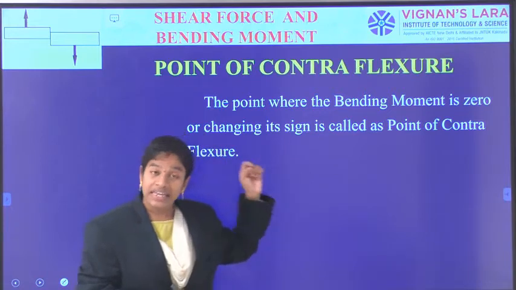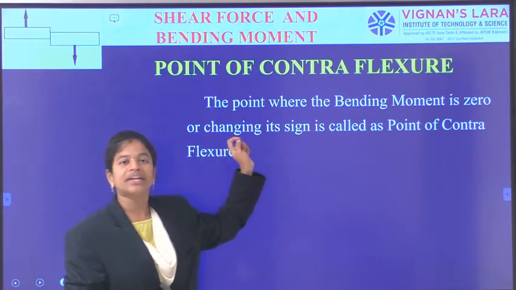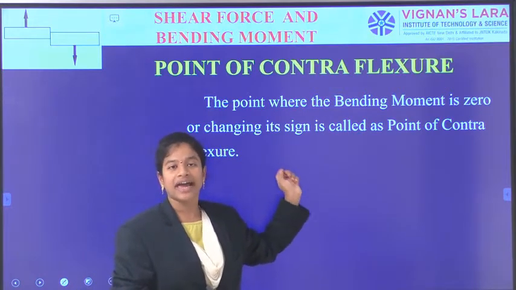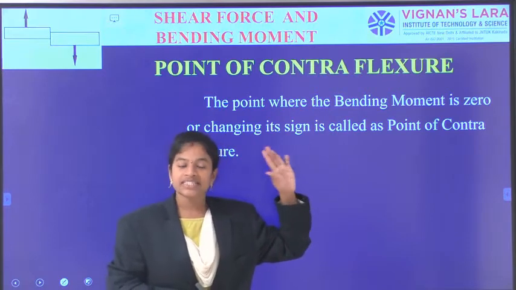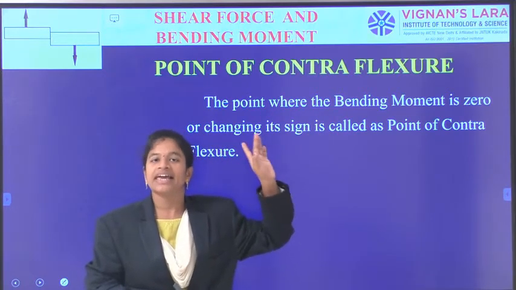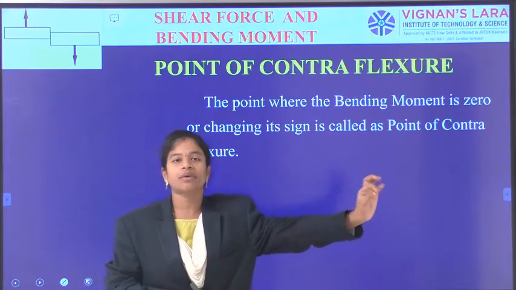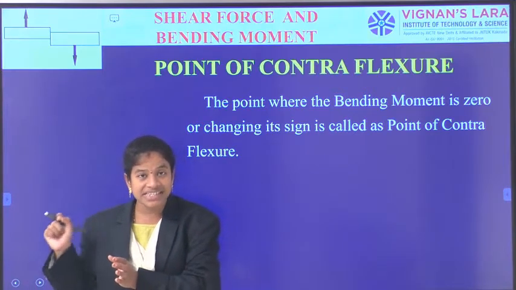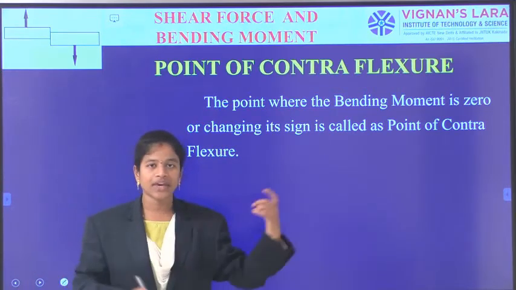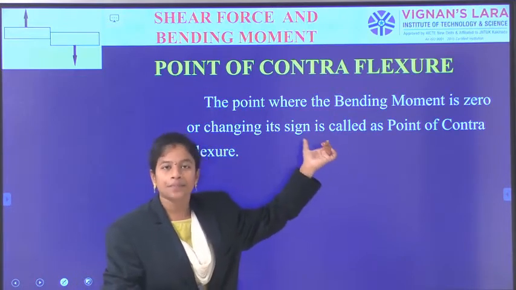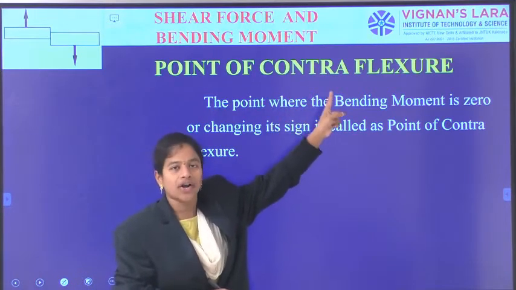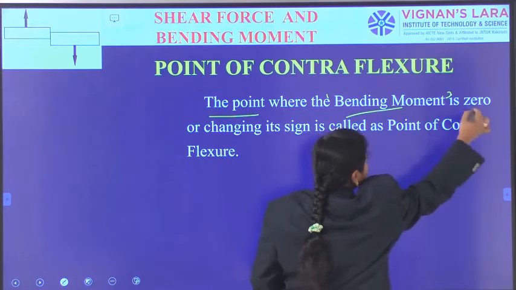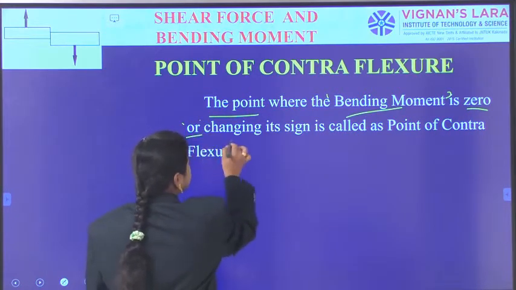Now, when any other point is having bending moment changing its sign or bending moment equal to 0, that point can be called the point of contraflexure. The SF 0 point has no name. Only SF equal to 0 will cause maximum bending moment. That is the condition. Now, bending moment equal to 0 or bending moment changing its sign. That point where the bending moment is changing its sign, the point has a name, that is point of contraflexure. Okay, so the point where the bending moment is 0 or changing its sign.